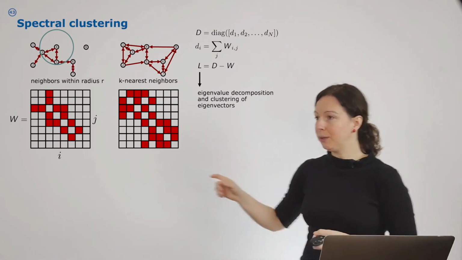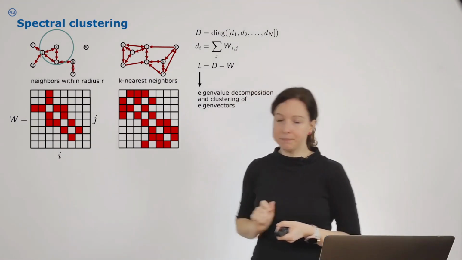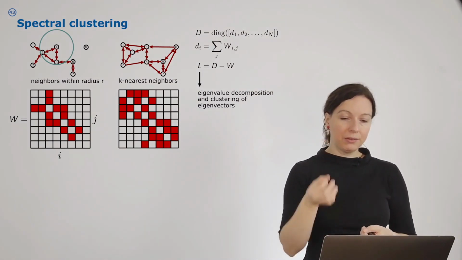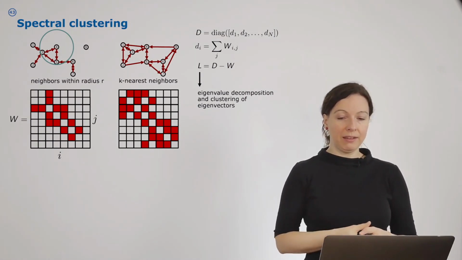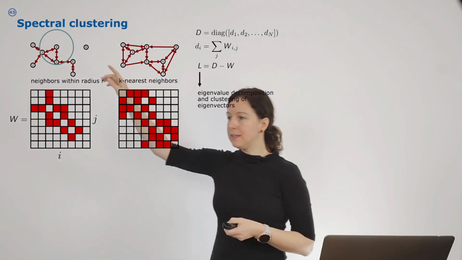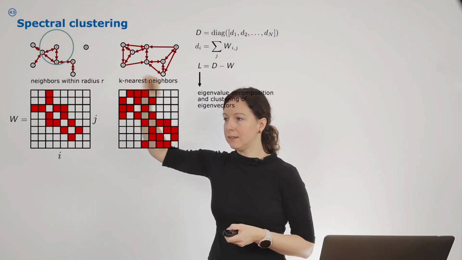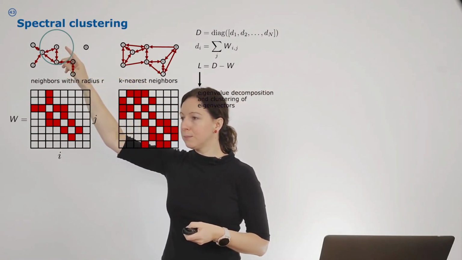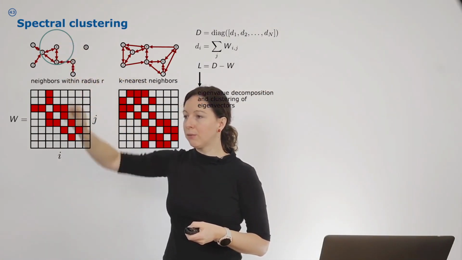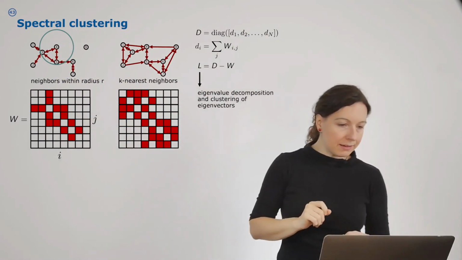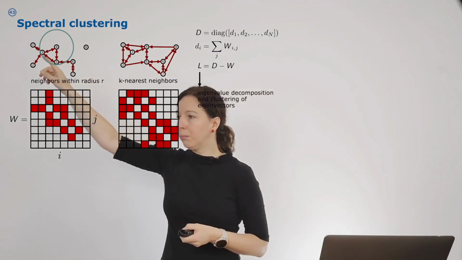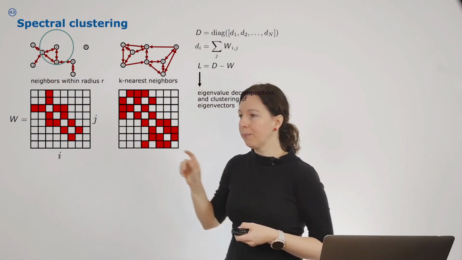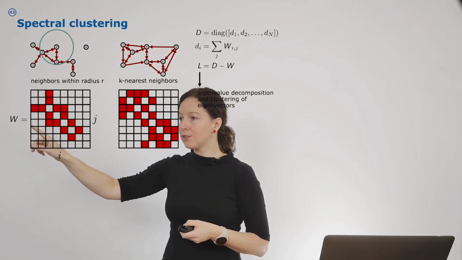This matrix W, illustrated here, can, for example, be derived by using a radius around each point or a k-nearest neighbor approach. So what you can see here is a data set, and the numbers indicate the data points. For example, when you look at the fourth point, you take a radius around it, and you can see that points 3 and 5 are within this radius. The similarity matrix also shows this.